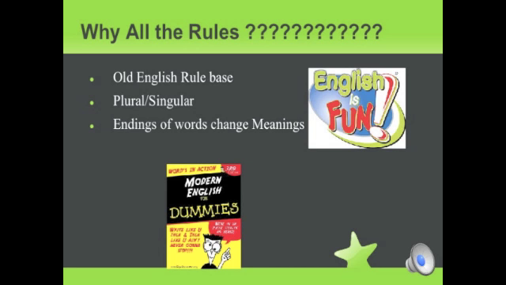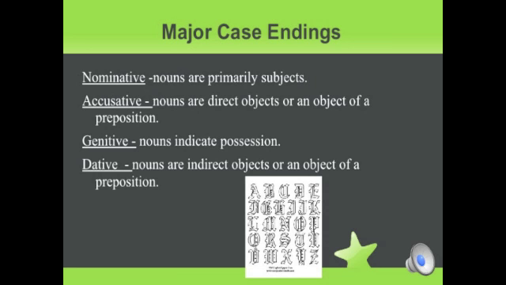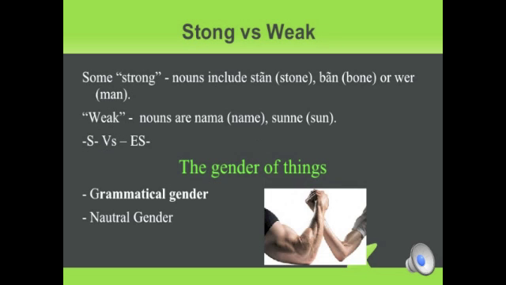Old English had four major case endings: nominative, genitive, dative, and accusative. The first major case ending, nominative, describes nouns that are primarily subjects. Second, the accusative nouns are direct objects or an object of a preposition. Third, we have genitive, which are nouns that indicate possession. Lastly, we have dative nouns, which are indirect objects or an object of a preposition.